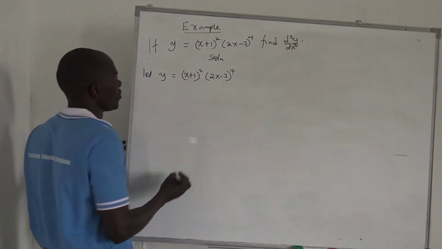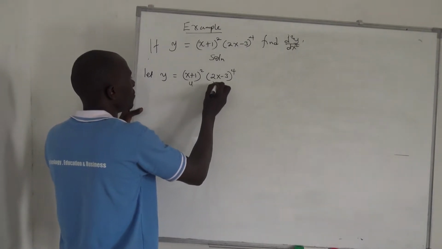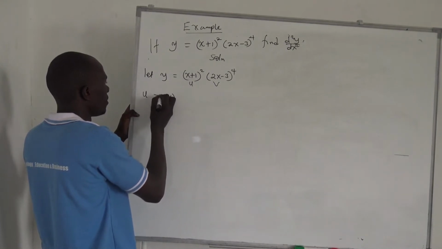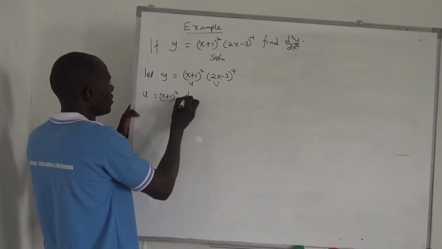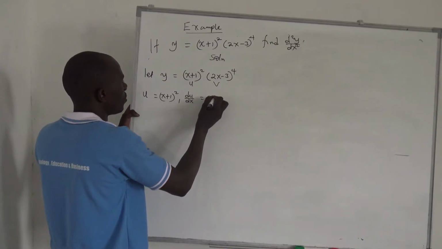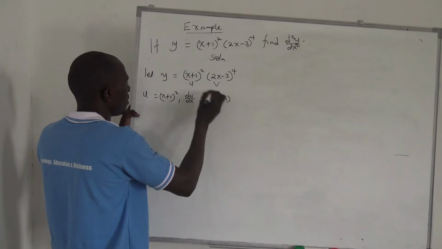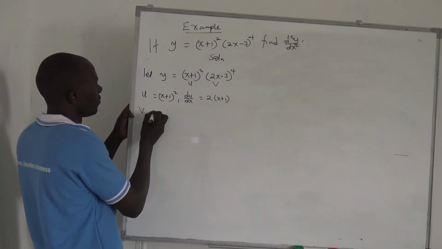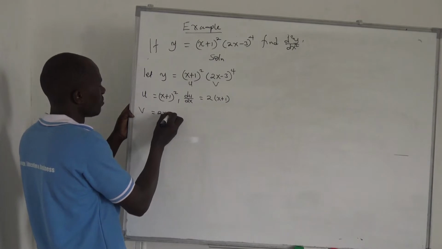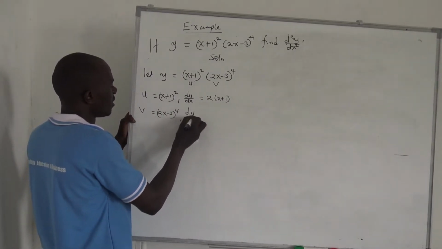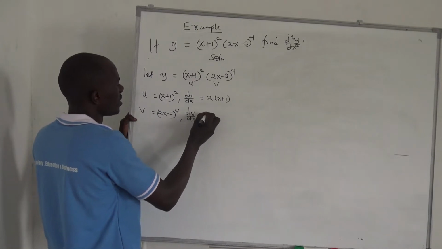We differentiate as usual. This is u times v. Our u equals x plus 1 squared. du/dx equals 2 into x plus 1 power 1. What is our v? v equals 2x minus 3 power 4. We look at dv/dx. What is it?